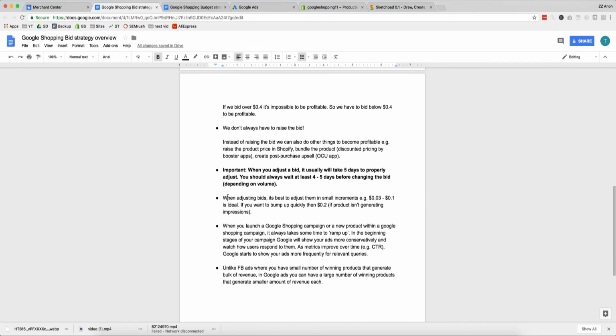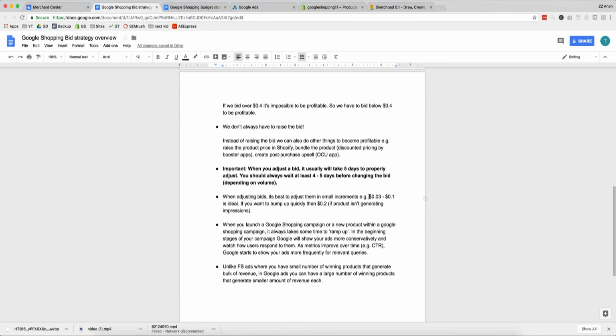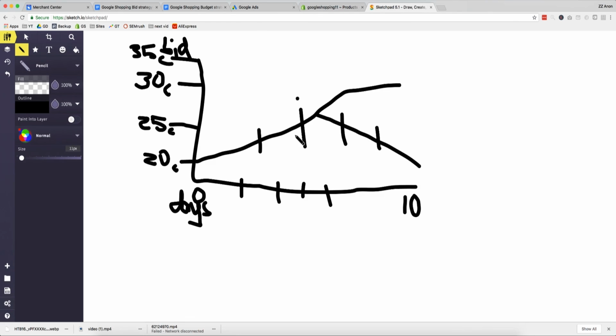All right, so when you're adjusting bids, you want to do them in really small increments, right? So I recommend increasing or decreasing the bid by anywhere between 3 cents to 10 cents. Ideally, you want to do it probably 3 to 5 cents. You can do bigger jumps, like 5 to 10 cents, if the product isn't getting that many impressions. Or if the product is getting no impressions and you want to bump it up quickly and get data, then you can do like 20-cent jumps. But I would never do over 20-cent jumps, just referring back to this again, because it takes a while for stuff to ramp up.